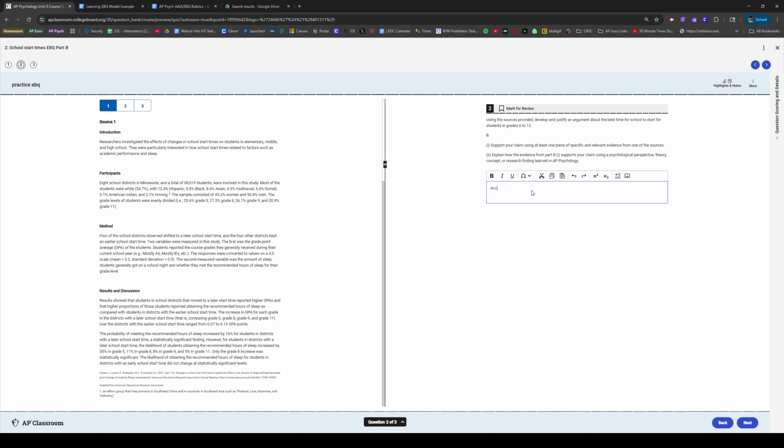I would first write, according to source 1, students that start school at a later start time, after 9 a.m., tend to show, and then cite the evidence. You can quote the evidence if you want to. Just make sure you explain what the evidence is saying. If the evidence discusses a correlation coefficient or p-value or things like that, make sure you briefly explain that.